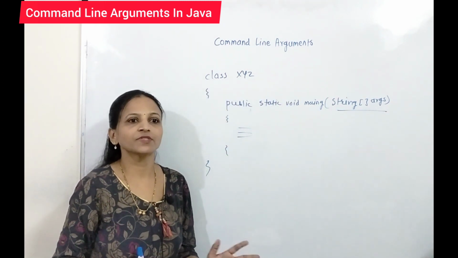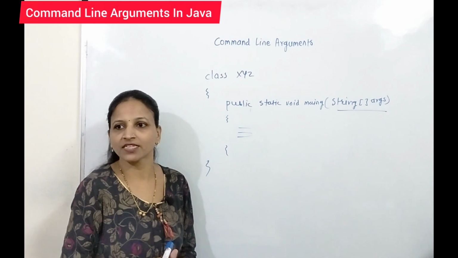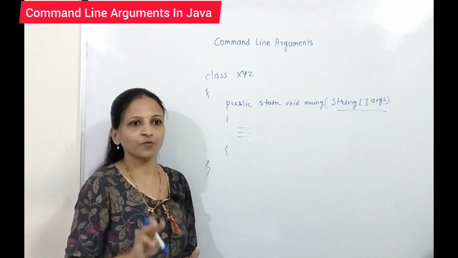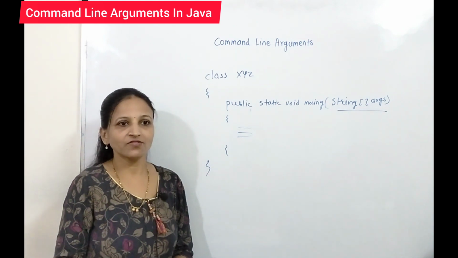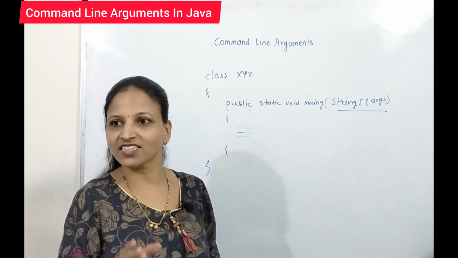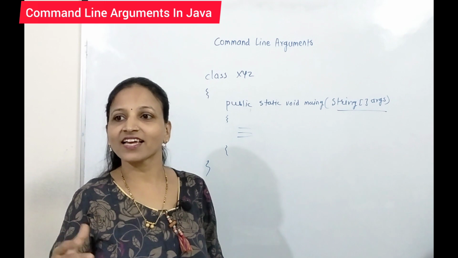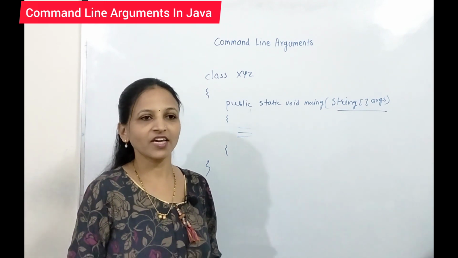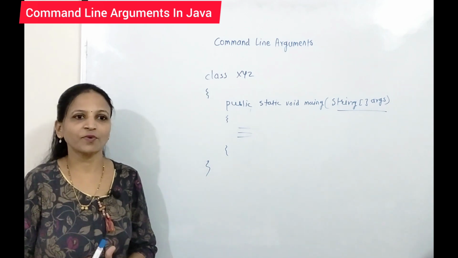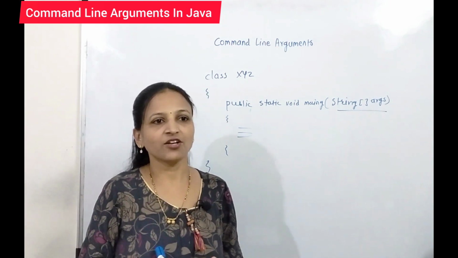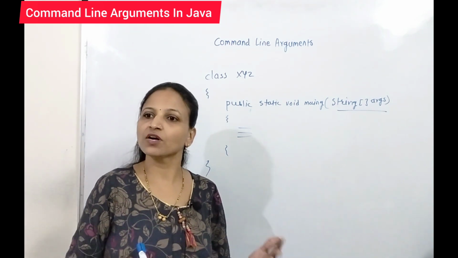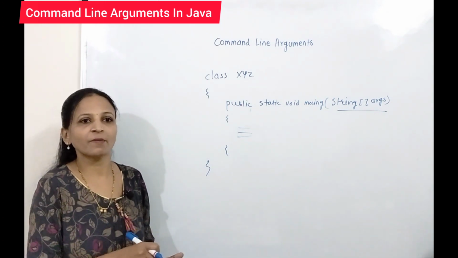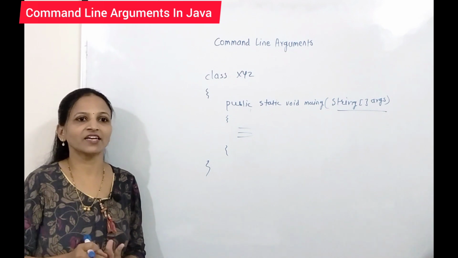In the case of C, we have already seen this concept, the command line argument. To main we basically pass two arguments in C. The first one is argc, which is integer type, and the second is char star argv, argument vector and argument count. That is again a command line argument. When we write any command line argument, we have to run that program through the command prompt. Whatever arguments we pass to main through the command prompt are command line arguments.